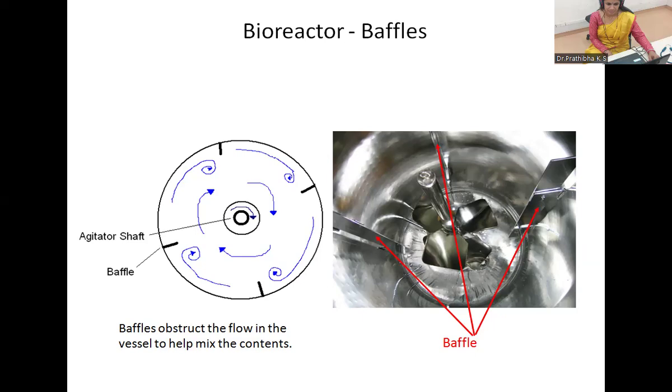For that reason, we are using the baffles in the bioreactor. When baffles are kept uniformly over there, uniform mixing and rotation of the liquid can be observed. So you can make out that the agitator may be a shaft, and baffles will be put at this particular level. The baffles obstruct the flow in the vessel to help mix the contents properly.